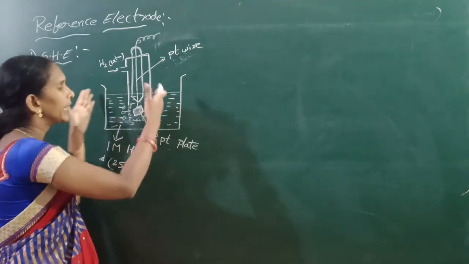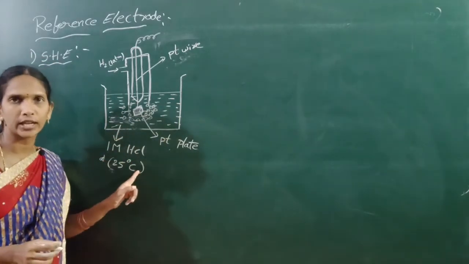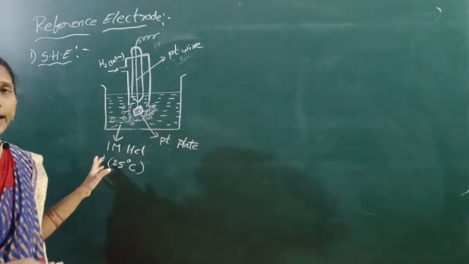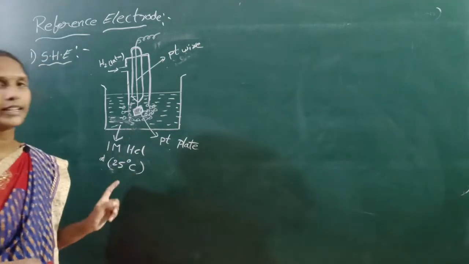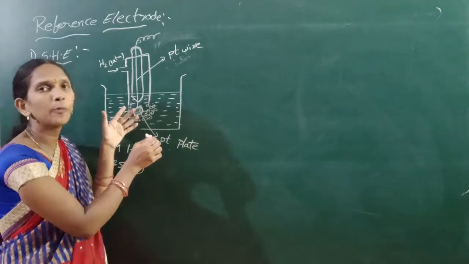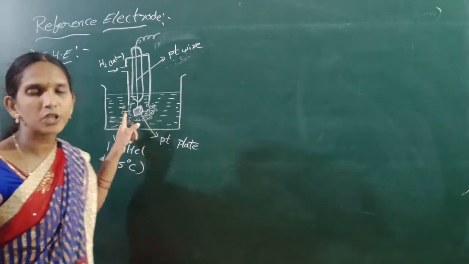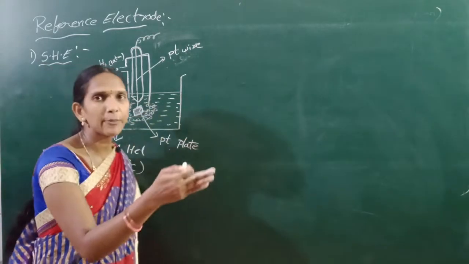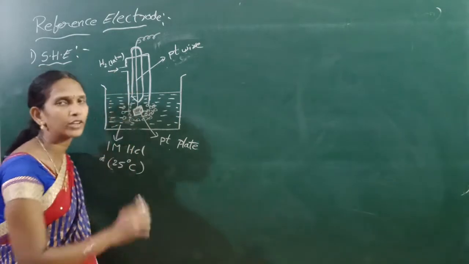This electrode is dipped in 1 molar HCl solution and maintained at 25 degrees centigrade temperature. The outer glass tube has a number of holes at the bottom, which are used for the escape of excess hydrogen.